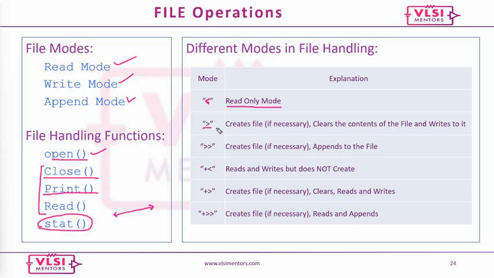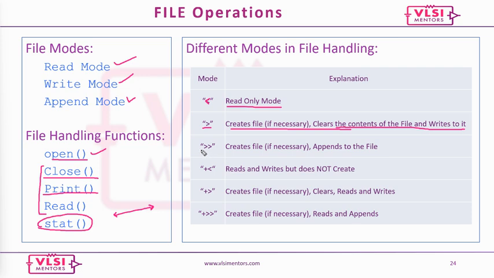Now if the file exists, then it clears the whole file content and writes. If the file does not exist, then it creates a new file. So that's basically, if you're trying to write into a file: if the file exists, it will clear the existing content and write, and if the file does not exist, it will create a new file.